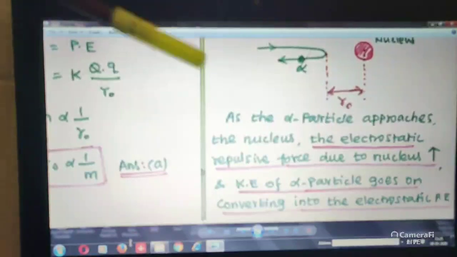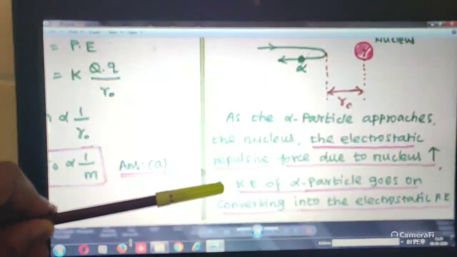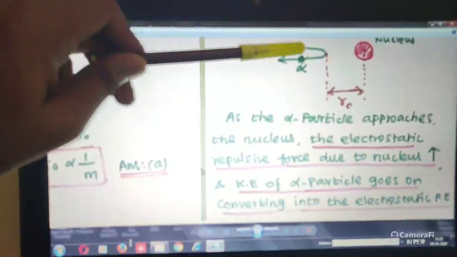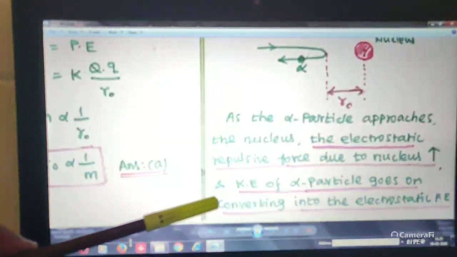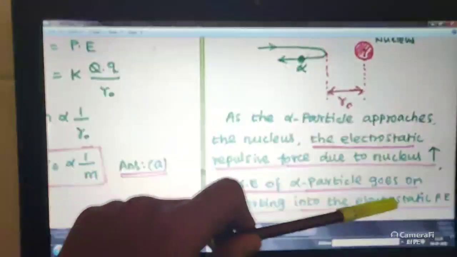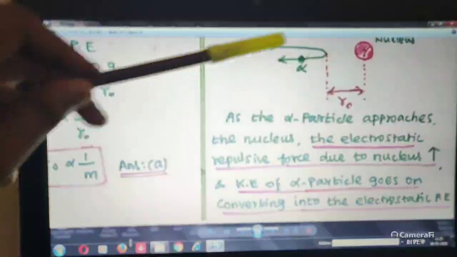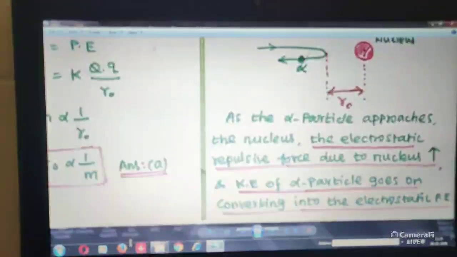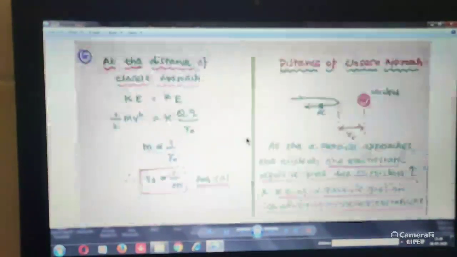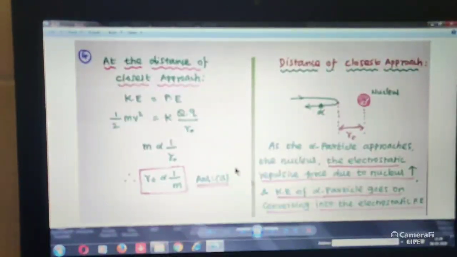So what happened? The kinetic energy of the alpha particle becomes converted into electrostatic potential energy. So in this position, the kinetic energy of the alpha particle is equal to the converted potential energy. So you remember the theory, and based on that point we can solve this question. Listen. So now we know, based on this diagram concept.